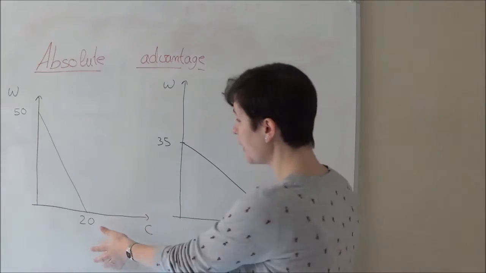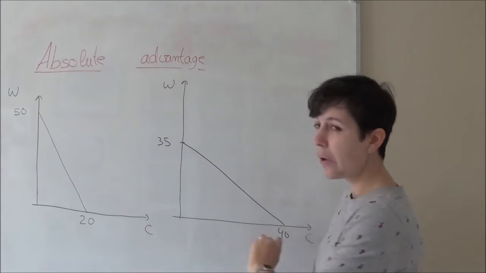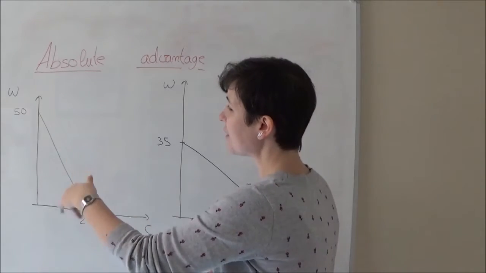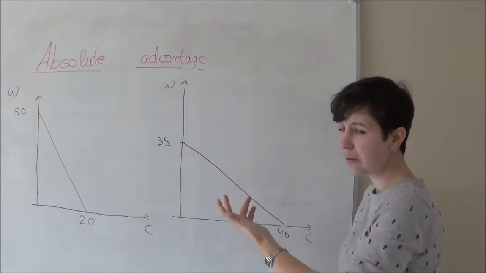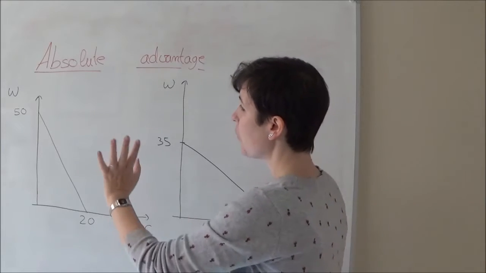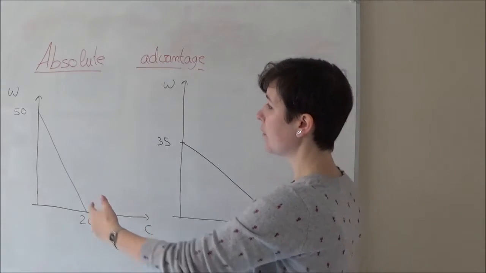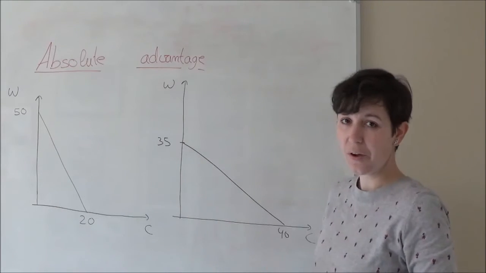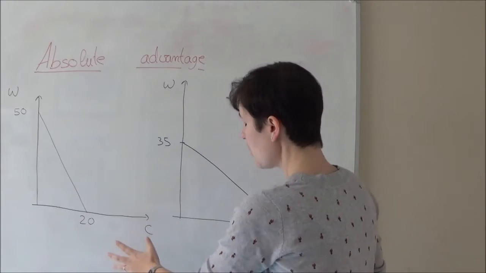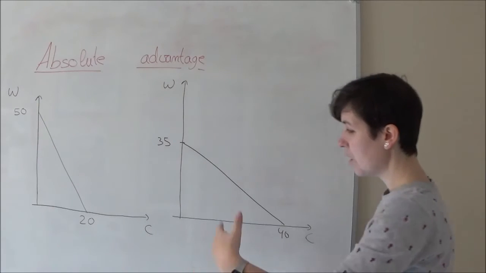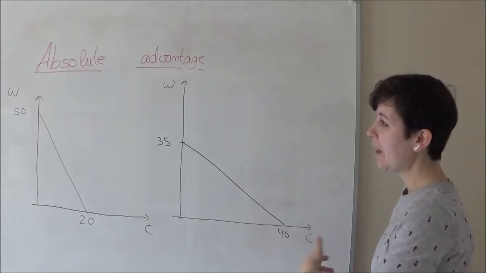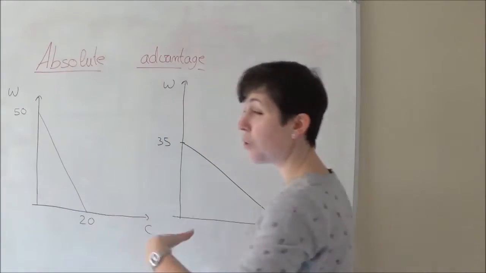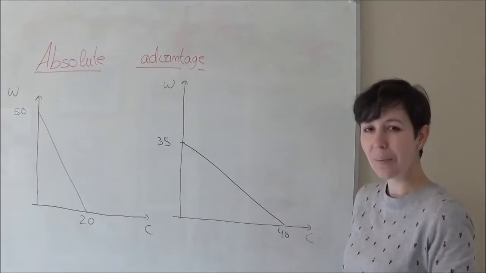We have one economy and another economy, each of them with their production possibility frontier. Here I chose wine and cheese again. It doesn't matter the goods. The thing is, when this economy is producing wine, it is able to produce 50 units, while the other is just 35. And when it's producing just cheese, this one gets 20, while this one is 40. So easily you can observe that this economy is the best producing wine, while this economy is the best producing cheese.